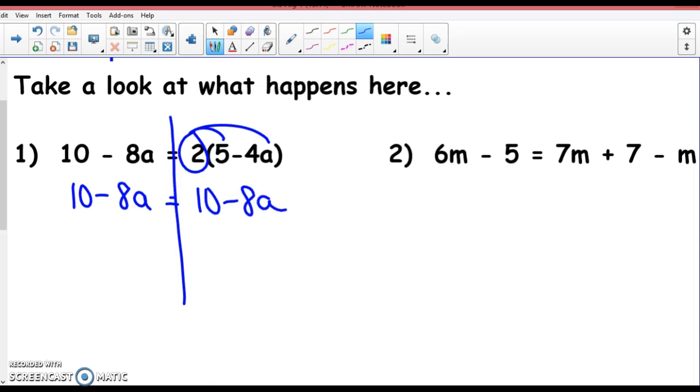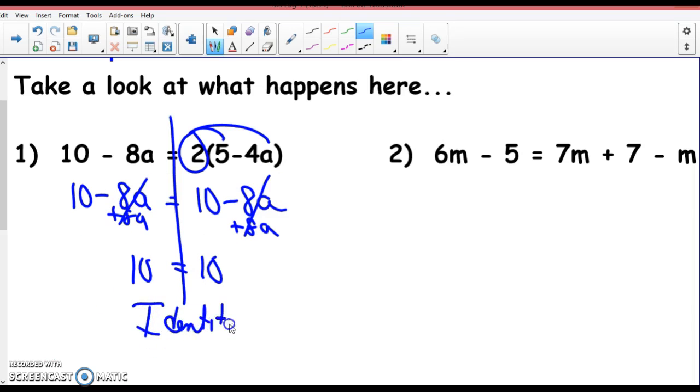Can you look at that right there and tell me what the answer is going to be? What's it going to be? Infinite or identity? But if you can't, add 8a to both sides. Let's get all the variables together. This is 0, so I've got 10 equals 10. No variables left. A true statement is the identity, or infinite solution set, or all real numbers.